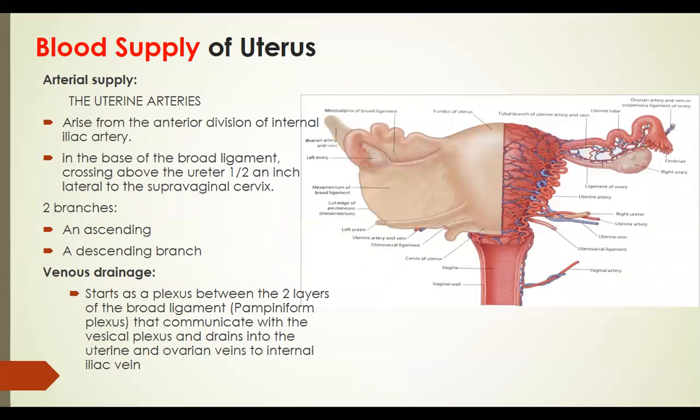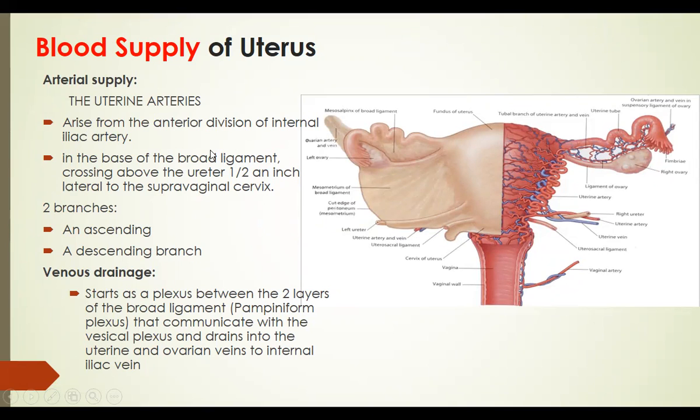Now coming to the blood supply of the uterus. So it is supplied by the uterine arteries. The artery supplying the uterus, this is the uterine artery. So there are two uterine arteries, one from the right, one from the left. Okay, then it will be giving branches. The uterine arteries are the main arteries which supply the uterus, and arise from the anterior division of the internal iliac artery. They are branches from the internal iliac artery.